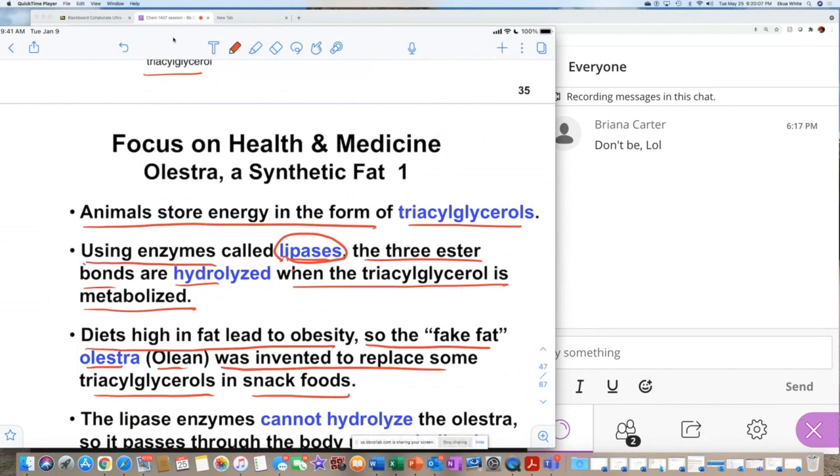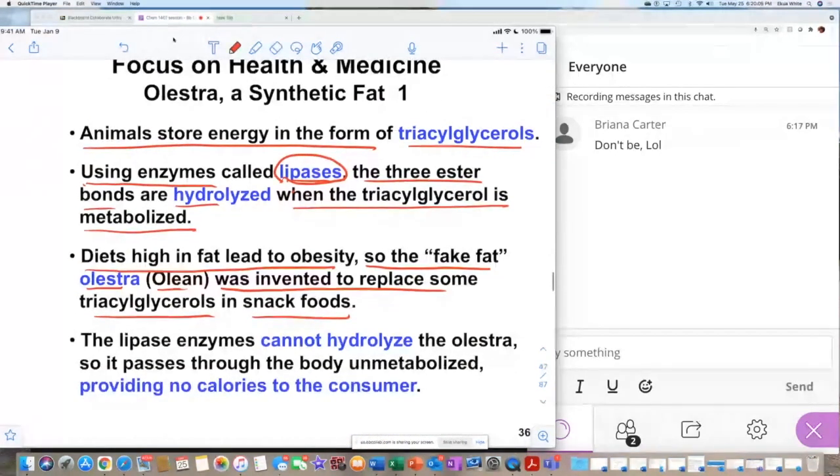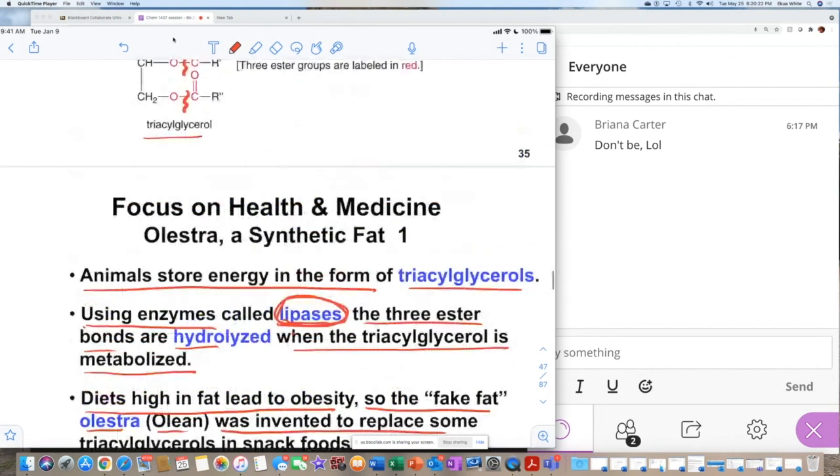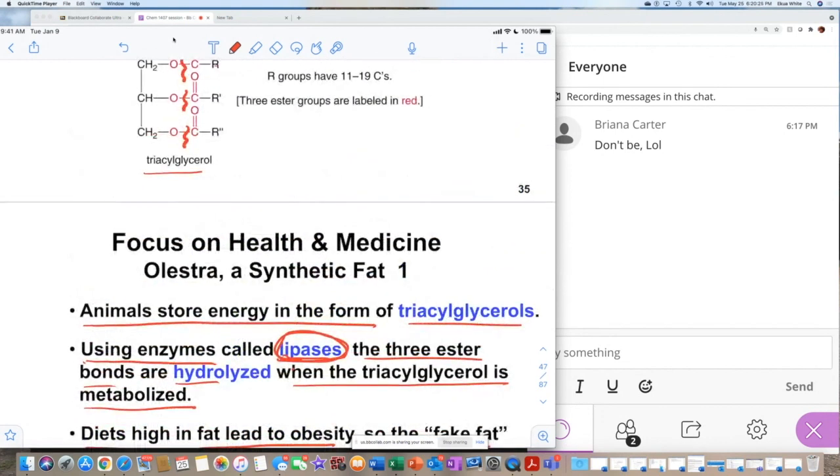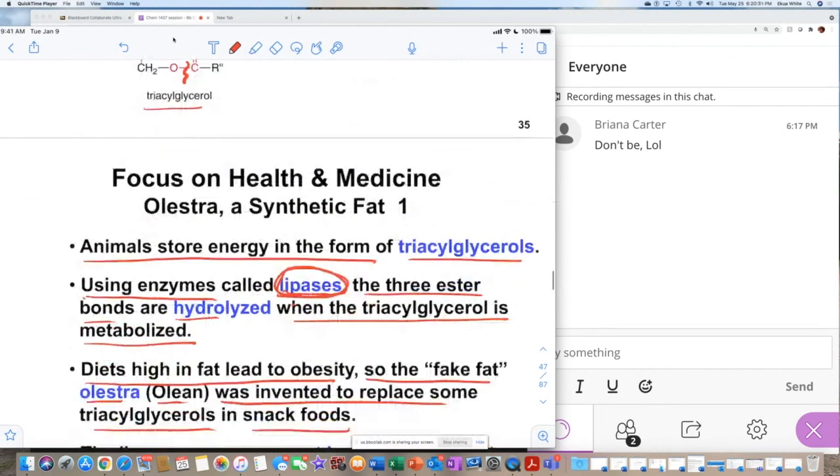Yeah. They're like, how can I monetize this? So the lipase enzymes cannot hydrolyze olestra, right? So what they're trying to say here before I continue this is, as long as you have lipase in your body, which is a good thing, your lipase will break down fat. But then once the fat is broken down, it gets metabolized into your body, and if you're not working on it enough, it gets stored, right?